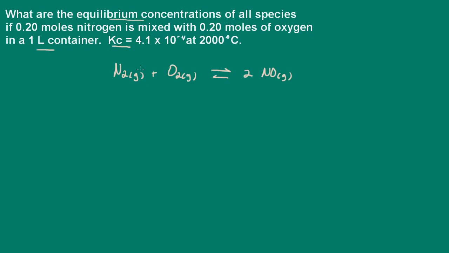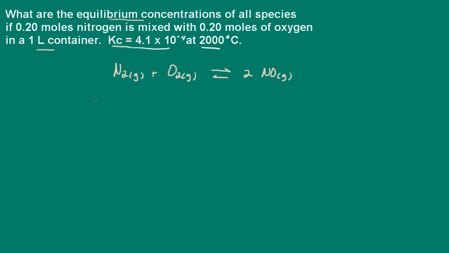This is Dr. O'Connor. Here we're asked, what are the equilibrium concentrations of all species, that'd be the nitrogen, oxygen, and nitrogen monoxide, if 0.2 moles of nitrogen is mixed with 0.2 moles of oxygen in a 1 liter container. Here we're given the equilibrium constant at 2000 degrees Celsius.